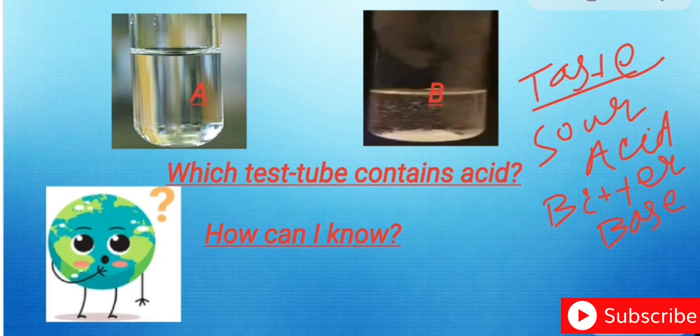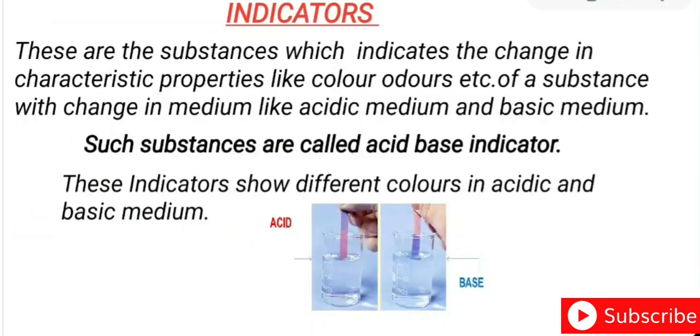What can we do then? We can use another substance that is called an indicator. So let's know what an indicator is. Indicators are substances which indicate the change in characteristic properties like color, odor, etc. of a substance when the medium changes, like an acidic medium and a basic medium.